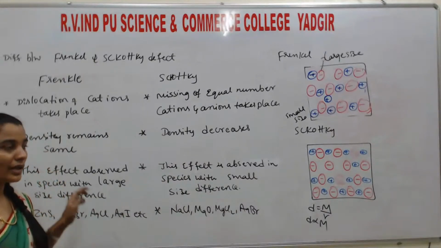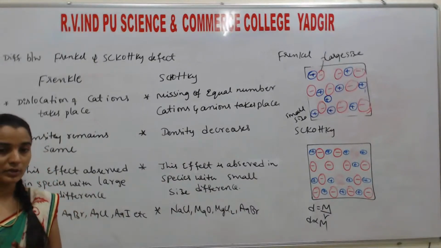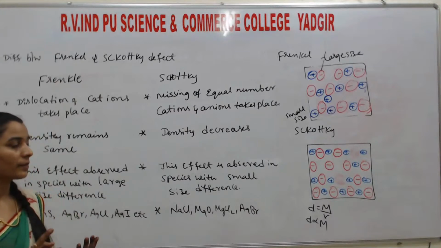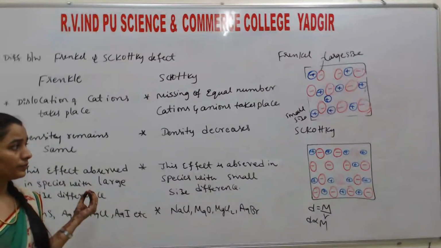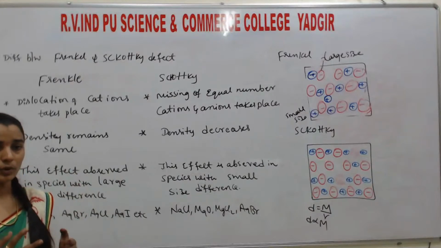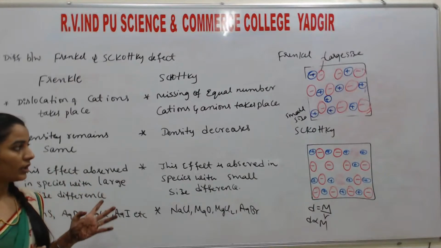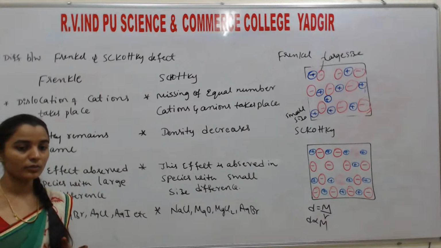Okay, in today's class I explained a total of 6 marks topic, students. In tomorrow's class I will explain packing efficiency and also some problems regarding the formula d equals Zm divided by a cube. Okay.